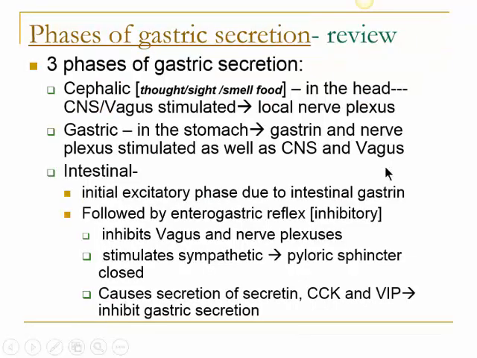So here, this is just a review of everything that I said. So 3 phases. Cephalic is through nervous, as you can see, either the CNS vagus, which go, and then the local nerve plexus. The gastric phase, which is in the stomach, you have both hormonal and nervous stimulation that occurs. And the intestinal phase, the initial very short excitatory is due to intestinal gastrin. And then you have this inhibitory phase, which is called the enterogastric reflex. Entero for intestine, acting on the stomach.